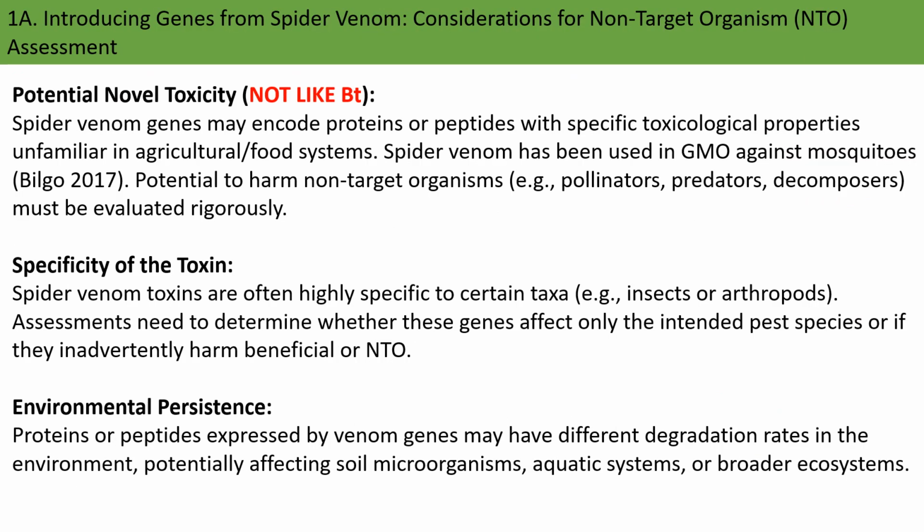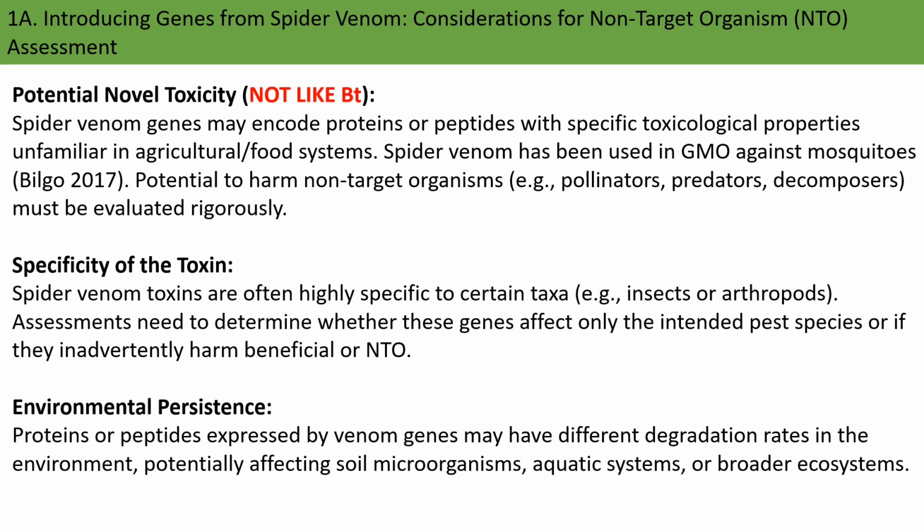From the start, it's important to realize that this novel GMO will be incorporating spider genes to encode for venom. The spider venom genes may encode proteins or peptides with specific toxicological properties unfamiliar in agricultural food systems. Spider venom has been used as a GMO in some organisms against mosquitoes, but the potential to harm non-target organisms, NTOs, like pollinators, predators, and decomposers, must be evaluated rigorously.